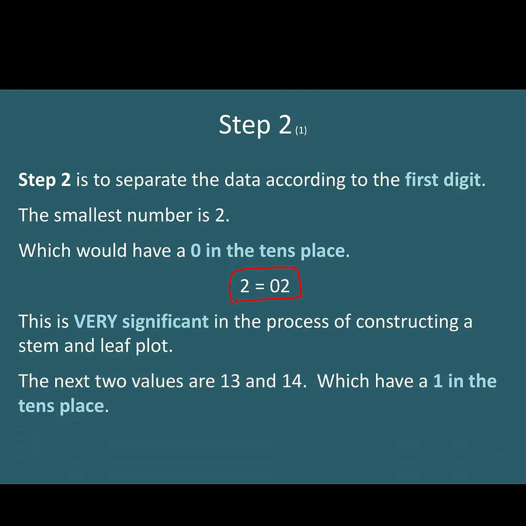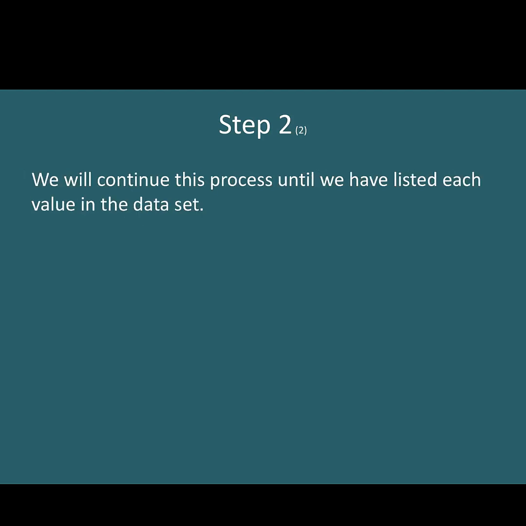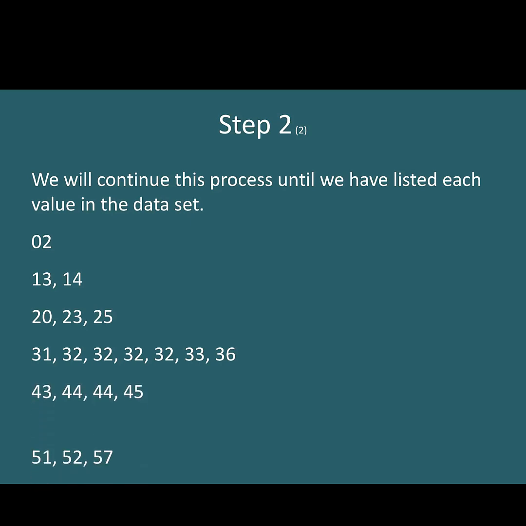The next two values are 13 and 14, which have a 1 in the tens place. We now continue this process until we have listed each value in the dataset: 2, 13 and 14, and so on. This next class are the numbers that are in the 20s, then 30s, 40s, and finally 50s.